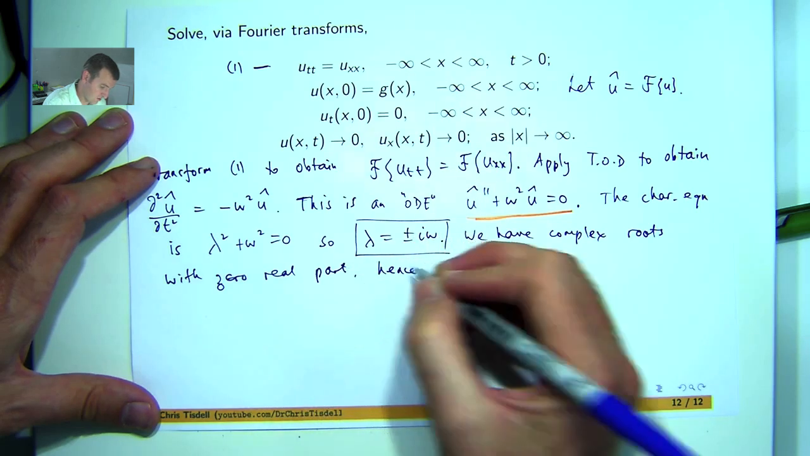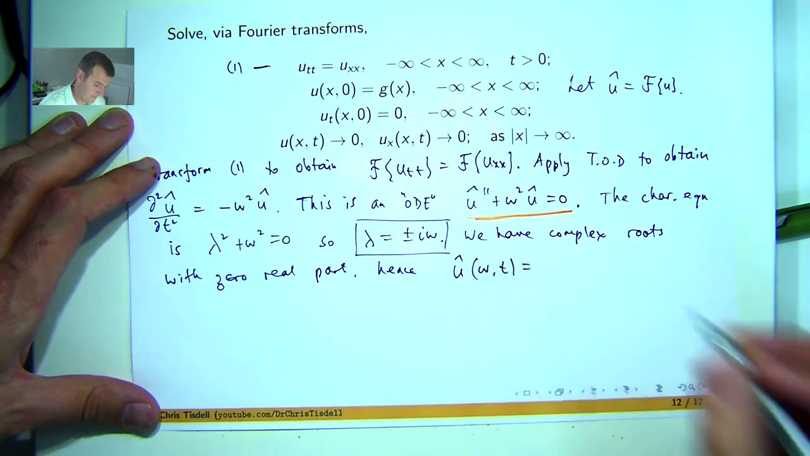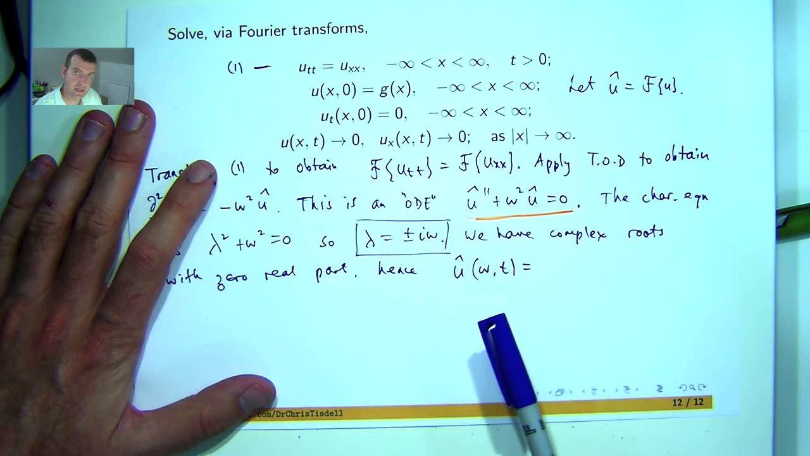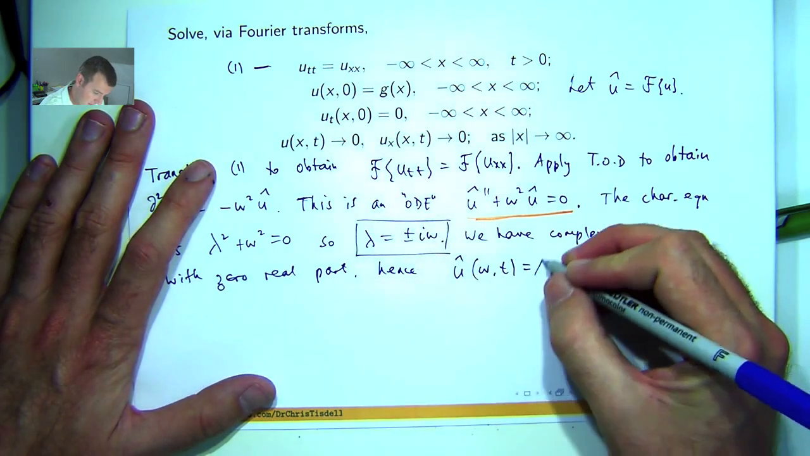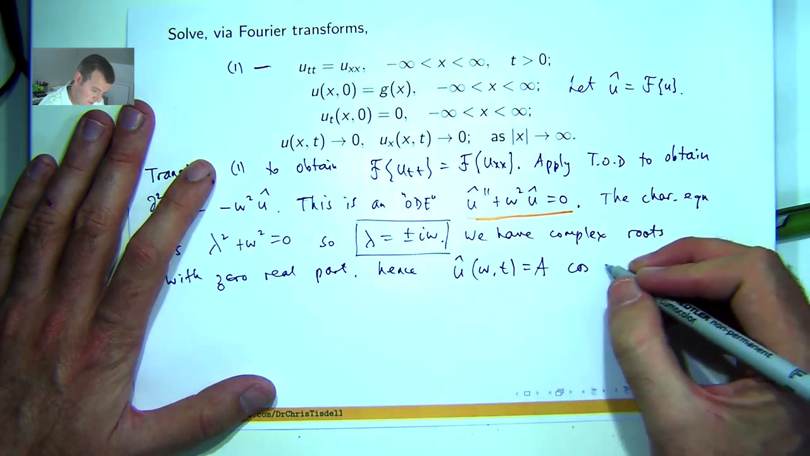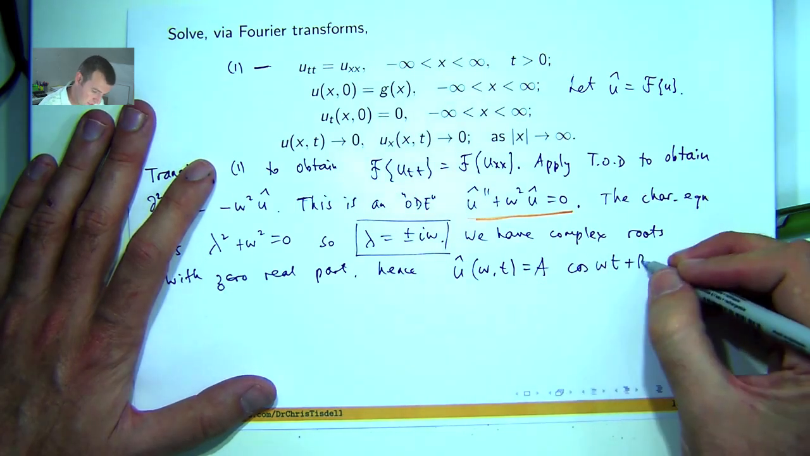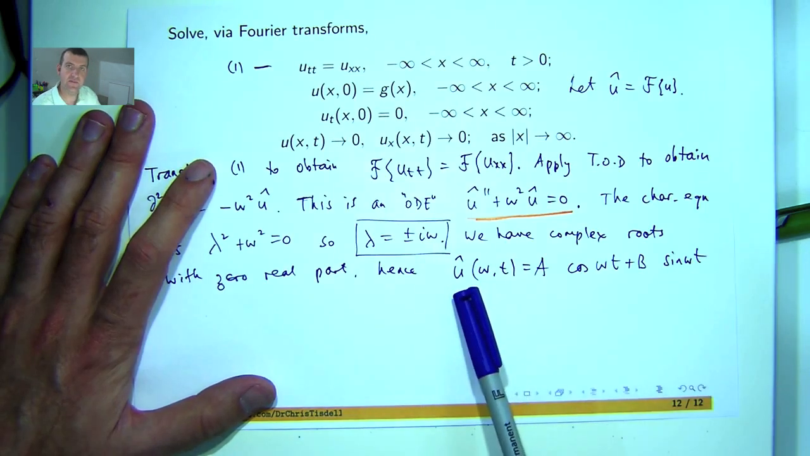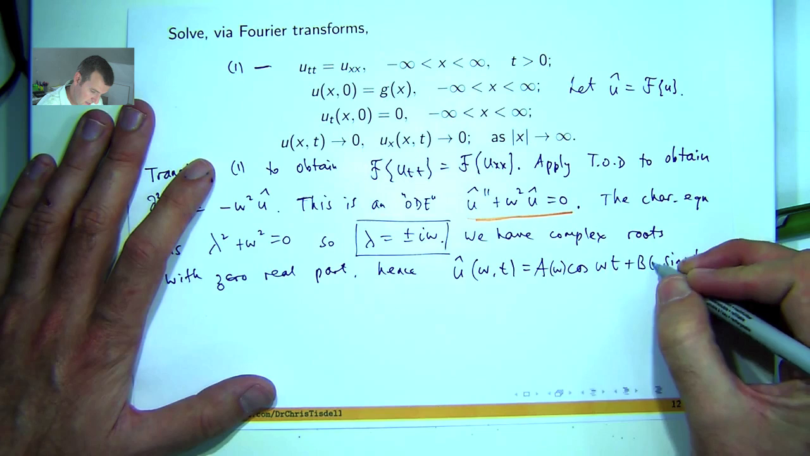Hence the form of solution u hat is the following. Well, basically it's a linear combination of cosine and sine. Now usually if we're solving, say, an ODE, then these coefficients would be constant. But remember here, u hat is a function of two variables. So really these coefficients should depend on omega.